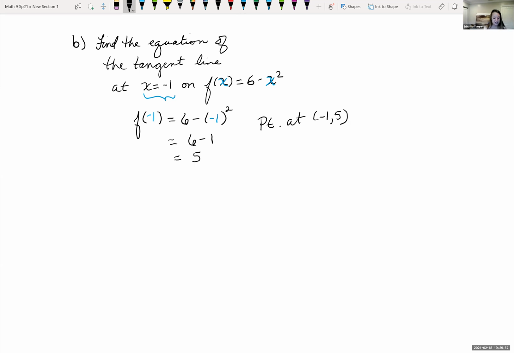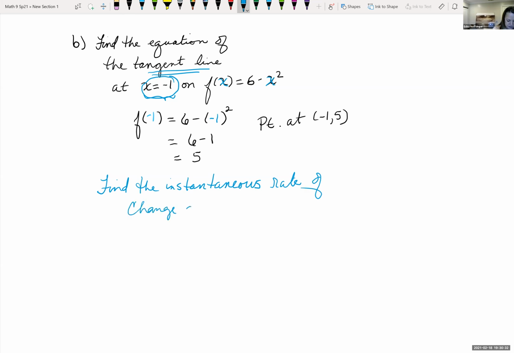So now to find the equation of the line, we need the slope. And recall the slope of the tangent line was that instantaneous rate of change at this value x equals -1. So we need to find the instantaneous rate of change at x equals -1.